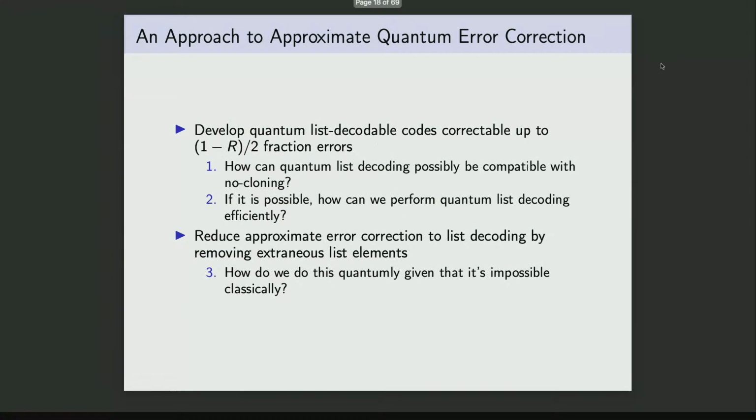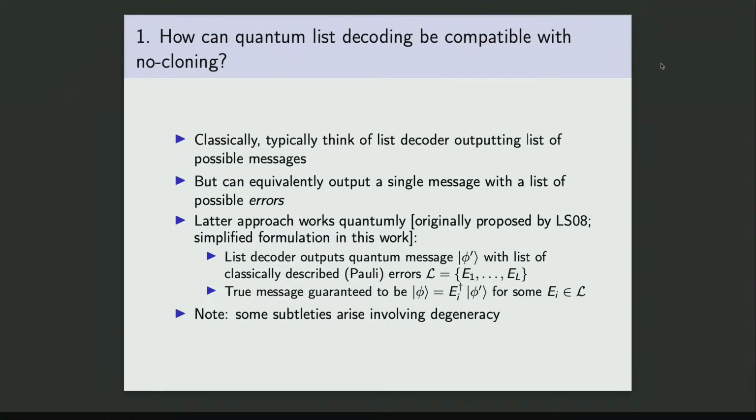So despite these challenges, this will actually be the approach we take. And it turns out that for all of these steps, there's been some prior work that helps to make progress towards answering these questions. Though in all three cases, we will also need to do some additional work to get our result. So for this first problem, how can we possibly do quantum list decoding without violating no cloning? Well, classically, we typically think of a list decoder as outputting a list of possible messages. But an equivalent formulation is to have the list decoder output a single message and then output a concise list of possible errors that could have occurred on that message.